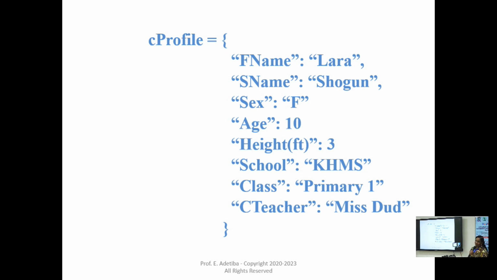Okay, sorry. After the first name, Lara, we have to put a comma to indicate that there's still another piece of data that will be defined after this. If you check the last one, we have C teacher, Miss Jude. There's no comma after that because there's no other value coming after it.